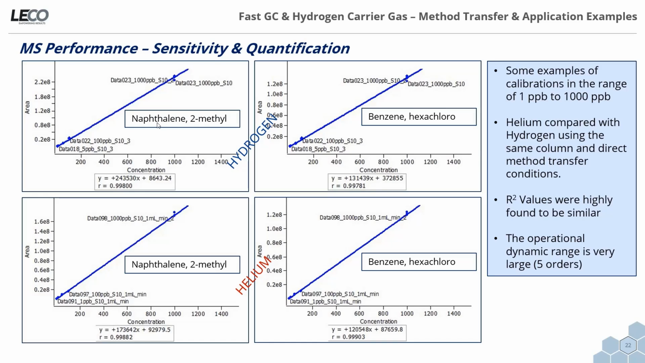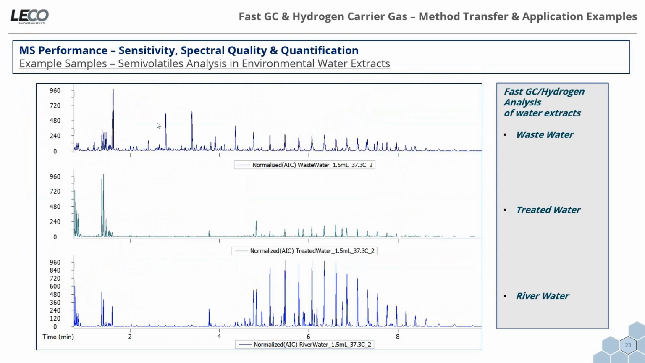Let's look at some examples of the calibration plots. Very linear, 2-methyl-naphthalene and hexachlorobenzene. As said, the R-squared values are found to be very similar indeed over a wide operational dynamic range of 5 orders of magnitude. And looking at an actual application itself, environmental water extracts, we had a look at some wastewater, treated water and river water.